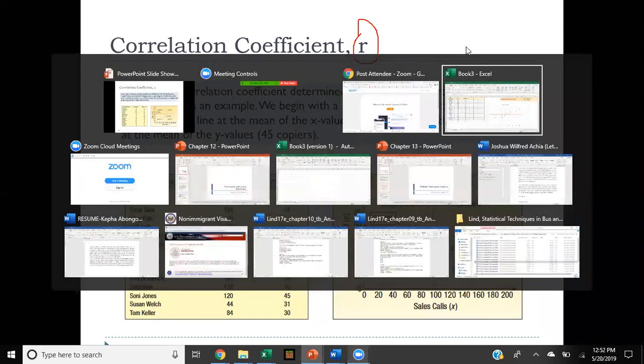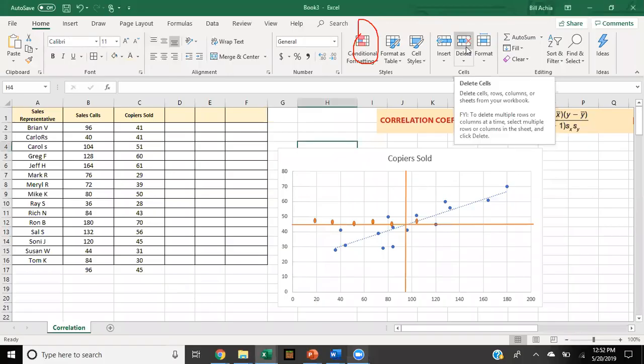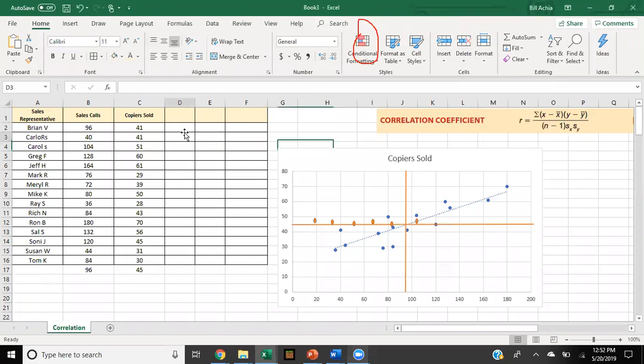Okay, so for us to be able to determine what R is, I'm going to have additional columns here that will enable us to calculate that value. The first column that I'm going to add is column D, and in column D, I'm going to add the difference between our sales call value and our average that's given here. So I'm basically going to take this value of 96 minus the 96 that we have here for the average value.